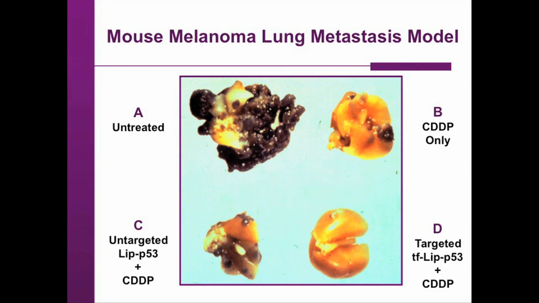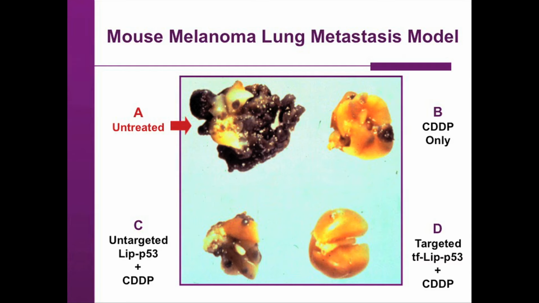The photograph shows typical findings in the lungs for each of the 4 groups, where the presence of melanoma cells results in a black color. The mouse in Group A received no treatment, and the lungs were filled with melanoma cells.